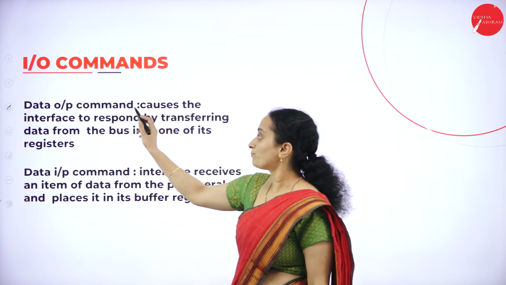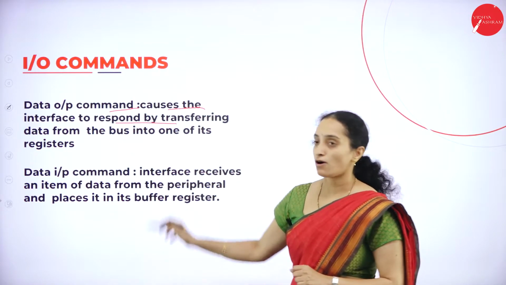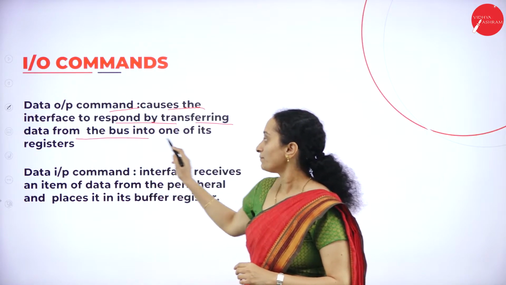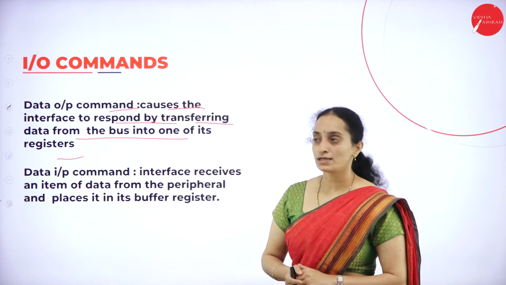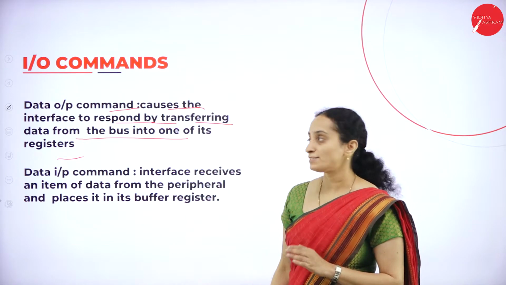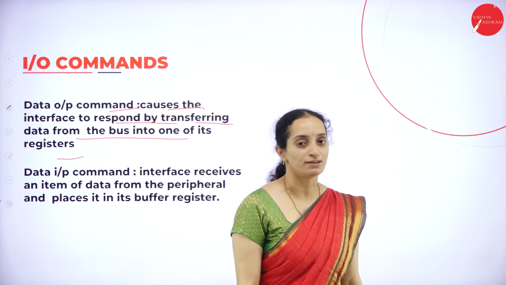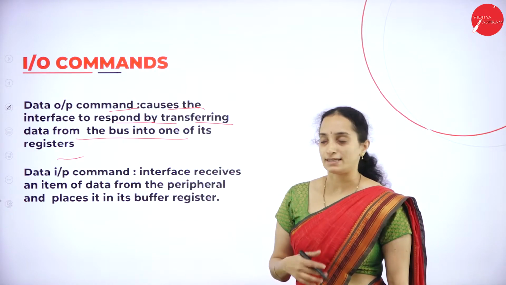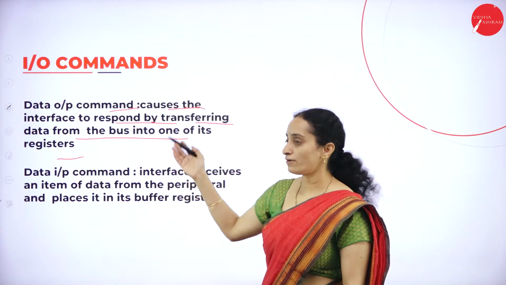Then we have the data output command. What will this data output command do? It causes the interface to respond. How is it going to respond? By transferring the data from the bus into one of the registers. Already we have explained about the registers, how they are used. So the data output command makes the interface respond by transferring the data from the bus into one of its registers. When there is a request for output from one of the output devices, the data output command is going to make the interface react, or set the interface to a set state, and it transfers the data from the bus into one of the registers.